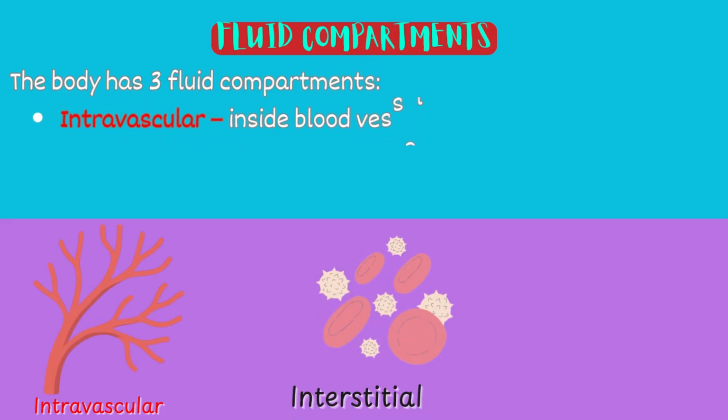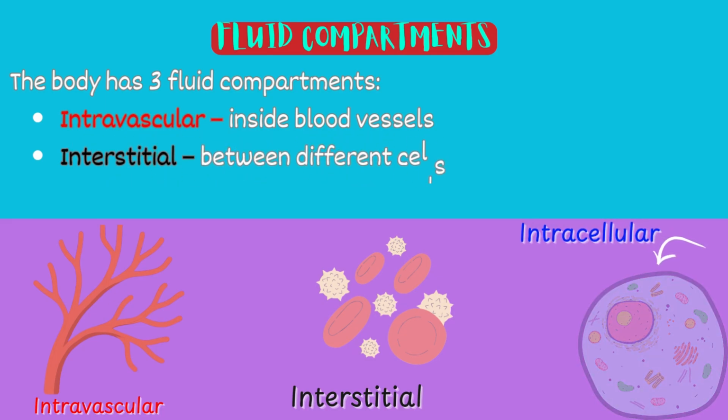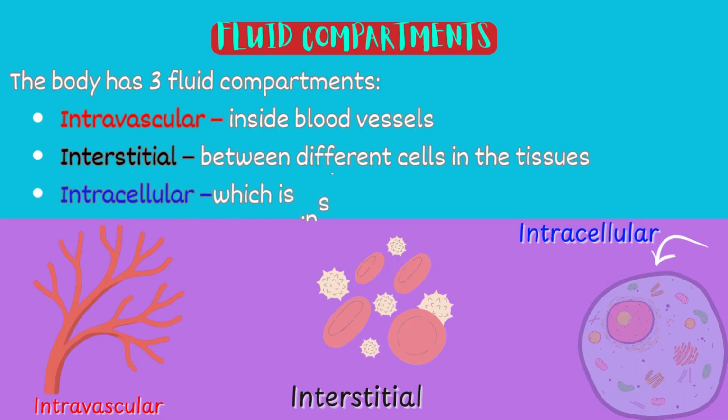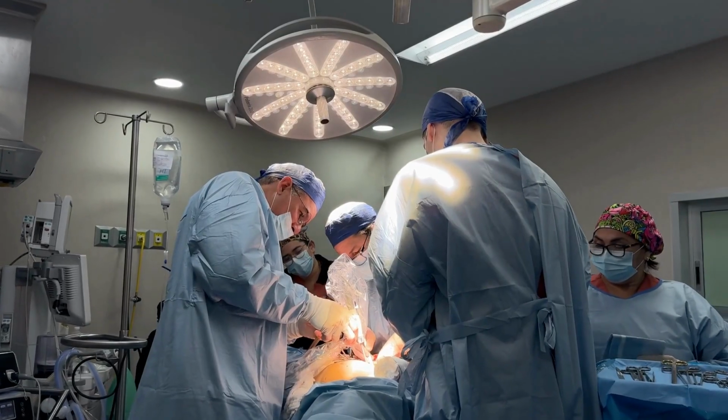Moving on to the next, the body has three fluid compartments. One is intravascular, which is inside the blood vessels. Two, we have the interstitial. These are between different cells in the same tissues. And three, we have intracellular, which is inside the cells themselves. Different fluids shift water between these compartments, and if you can understand how this works, IV therapy becomes very easy for you to understand.